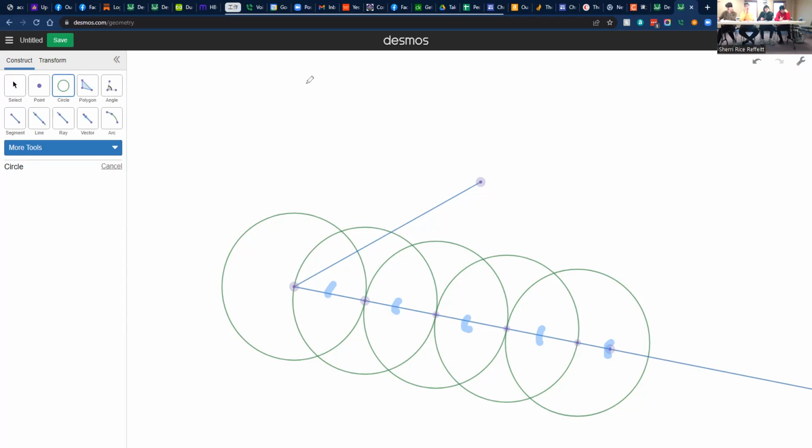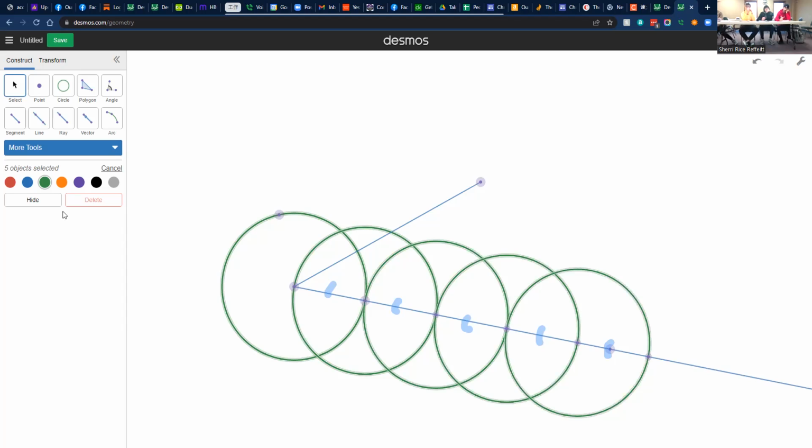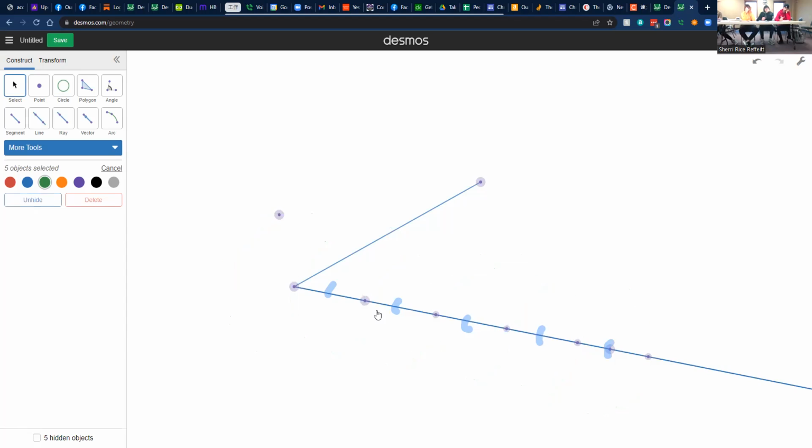Let's just put some points so we can show that. 2, 3, 4, 5. And then we can, hey, that's not it. We can take this out, this out, this out, this out, this out. So we can hide all that. So now you can see the points there.